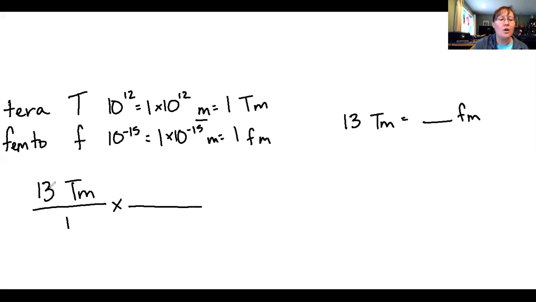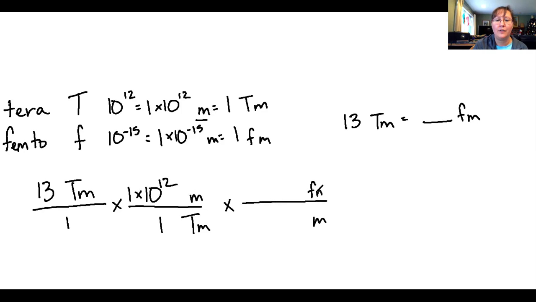All right, so we have 13 terameters. Now I use the conversion factors that are up here, and I'm going from terameters to meters. So in 1 terameter, there are 1 times 10 to the 12th meters. Okay, and now I need to go from meters to femtometers. So I have meters to femtometers. And there are 1 times 10 to the negative 15th meters in 1 femtometer.